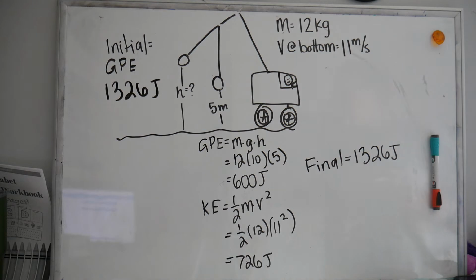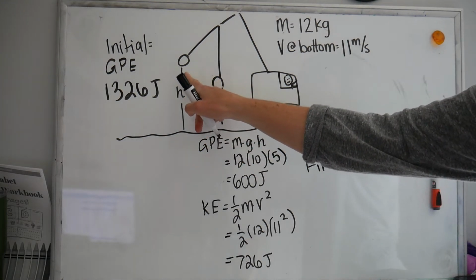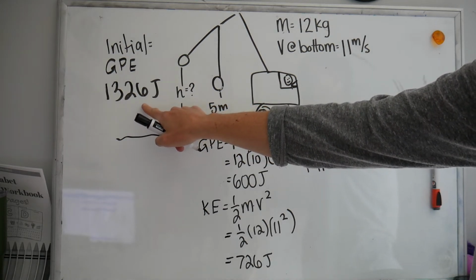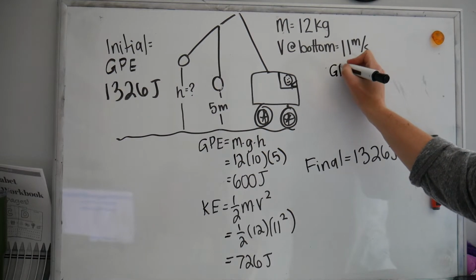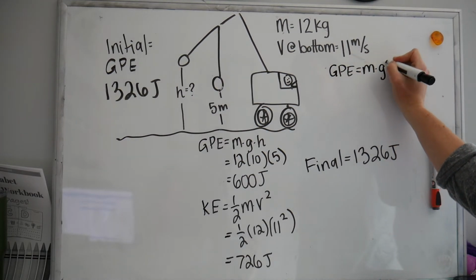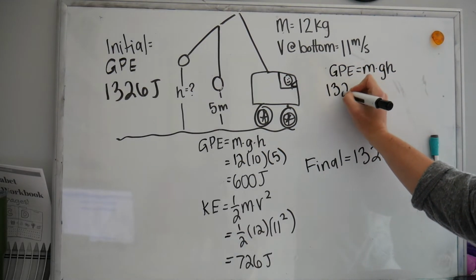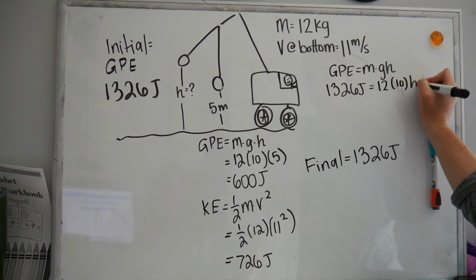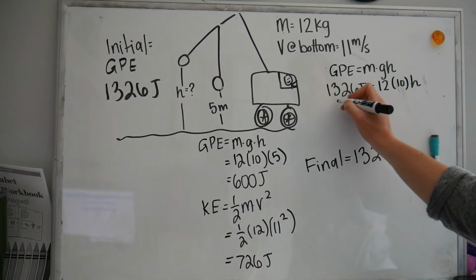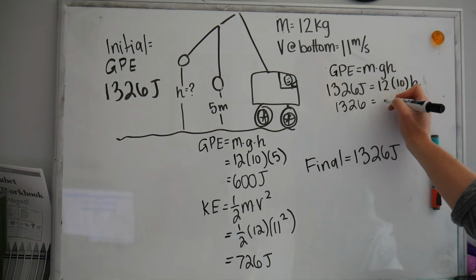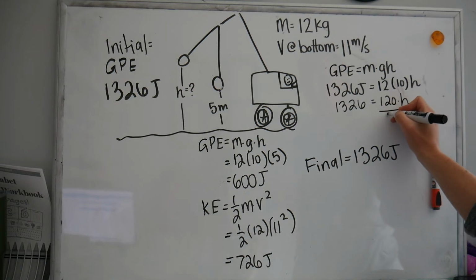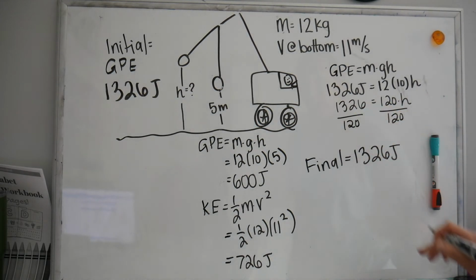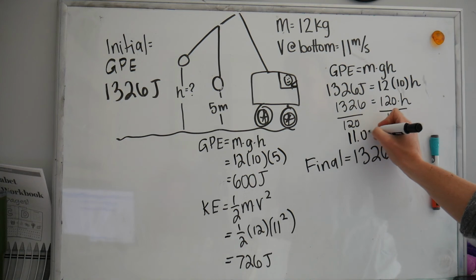Now the question also asks you to figure out the height it was dropped from. That's where we are going to use this number. You have full potential energy. So I know that my GPE is mass times gravity times height. I also know my GPE is 1326 joules. My mass is 12, gravity is 10, and I'm looking for that height. And so now I just need to solve the math problem. So I have 1326, 12 times 10 is going to be 120, and we're going to divide. So 1326 divided by 120, we get 11.05. It's a height, so it's in meters.